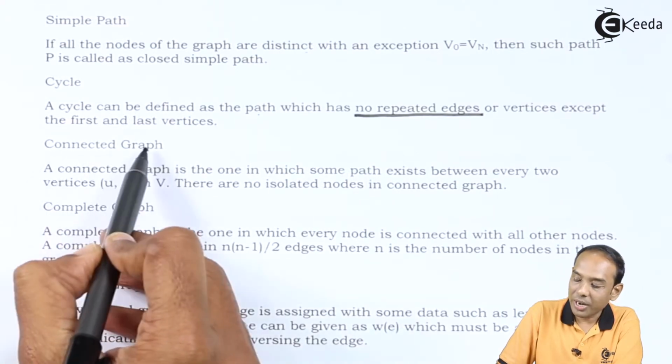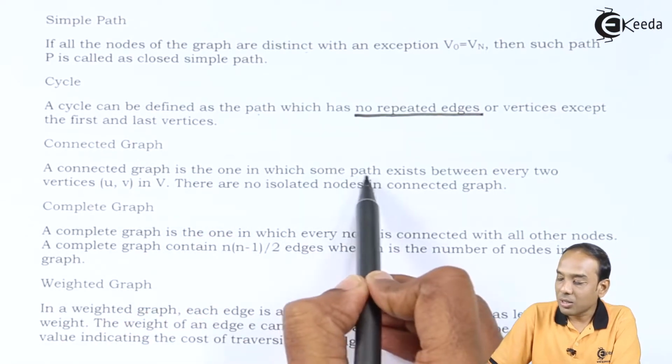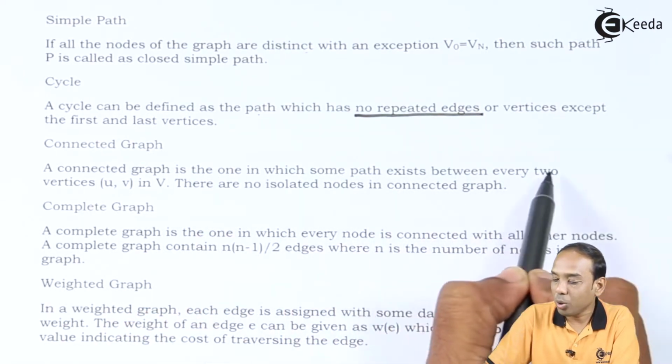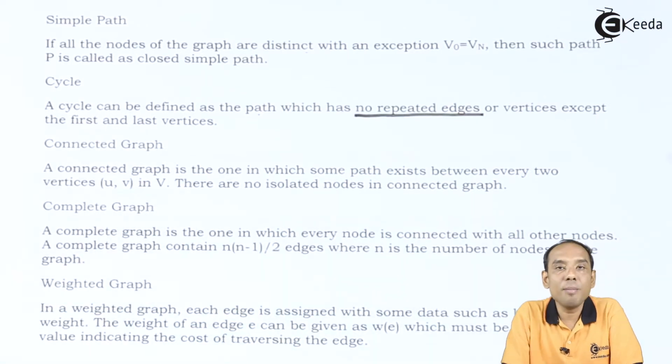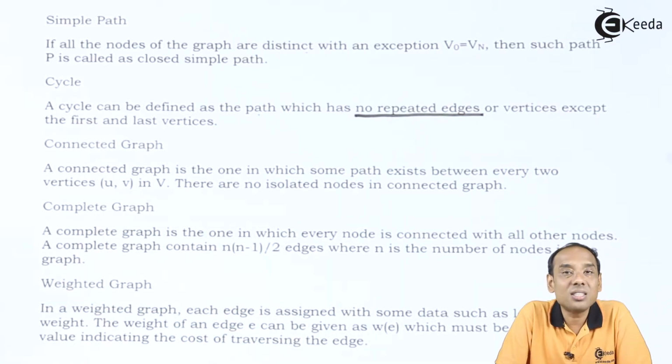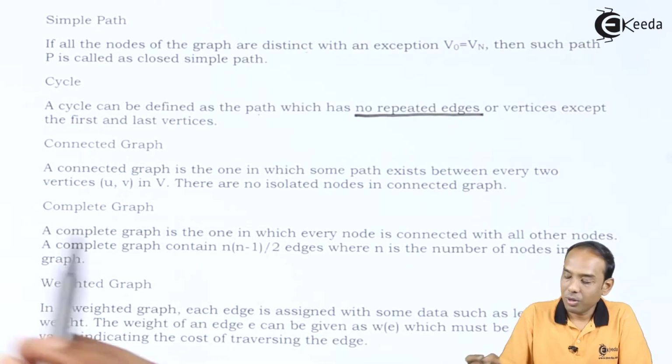Now we look at the connected graph. A connected graph is one in which some path exists between every two vertices u and v. So it is very important to understand that there is some connection between the vertices. There is no node which cannot be connected to the graph. There is at least one edge connecting the two nodes. Hence the name connected graph.